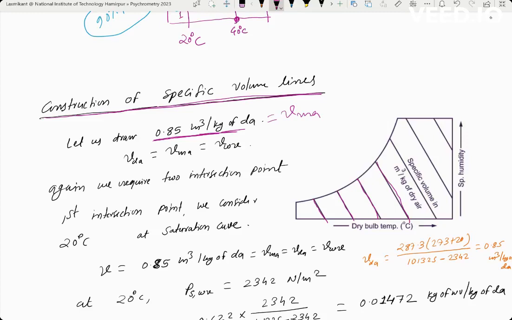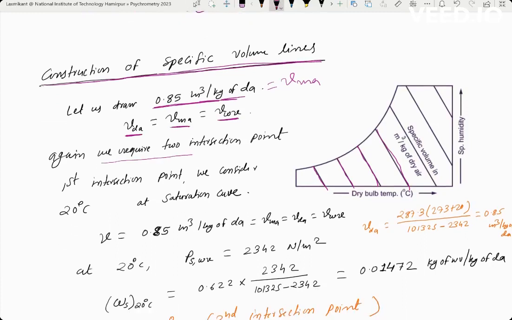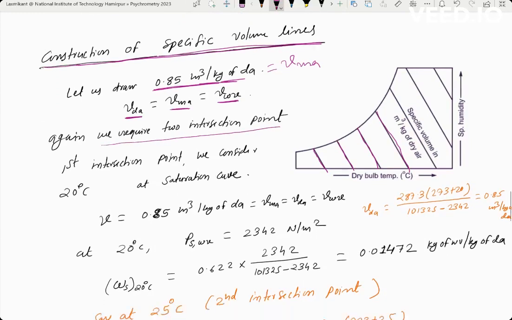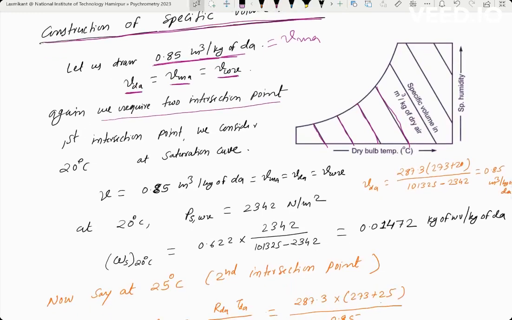We have already studied in the previous class that the specific volume of dry air is equal to the specific volume of moist air, which is equal to the specific volume of water vapor. All the volumes are based on per unit mass of dry air, so all volumes are equal. Again we require two intersection points, like in the previous relative humidity case. For the first intersection point we consider 20 degrees Celsius at the saturation curve, that is, the 100% RH line and the 20 degrees Celsius line.